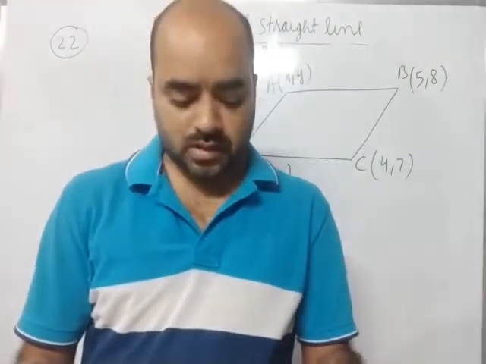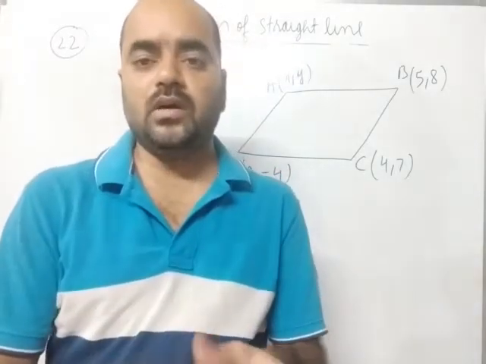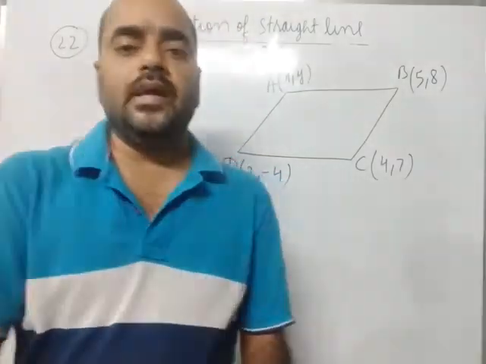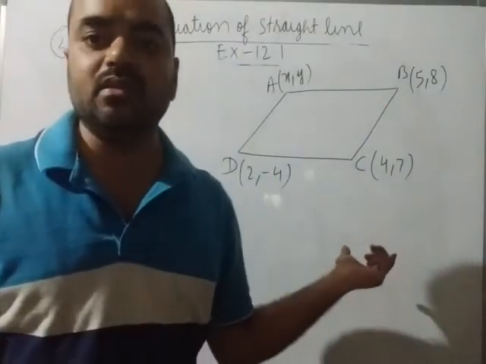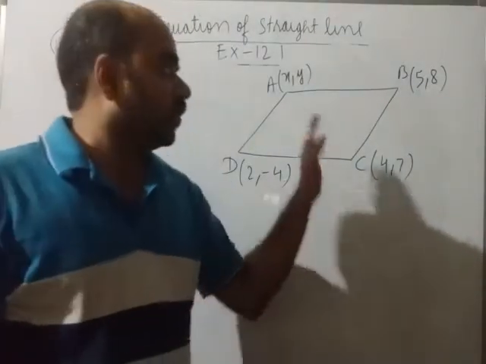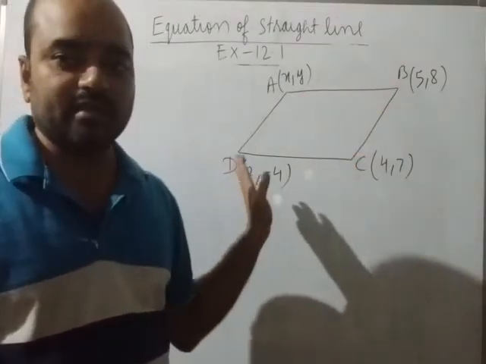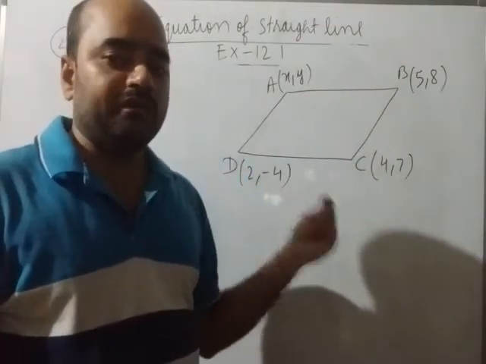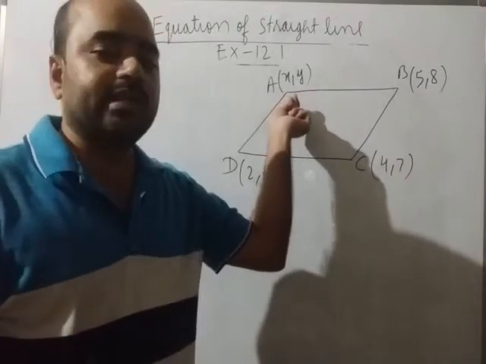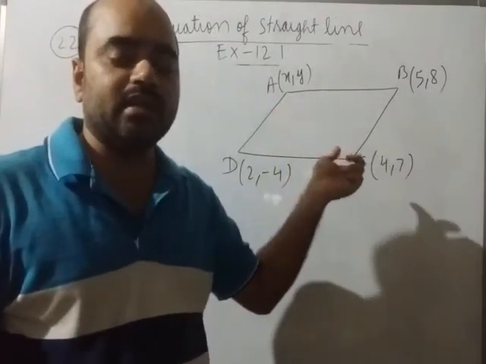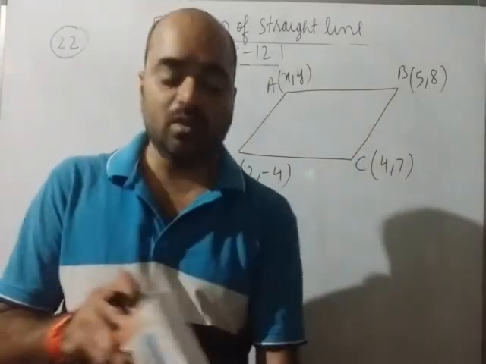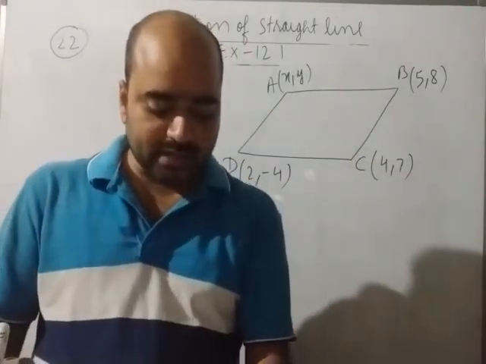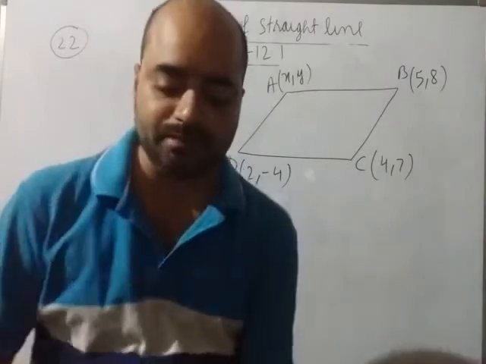So the next question is question number 22. I have already drawn the diagram. ABCD is a parallelogram. Coordinates of all the points are given. We have to find the coordinates of A, that is x and y. And second part, we have to find the equation of line BD. So first part, coordinates of A, second part, equation of the diagonal BD.